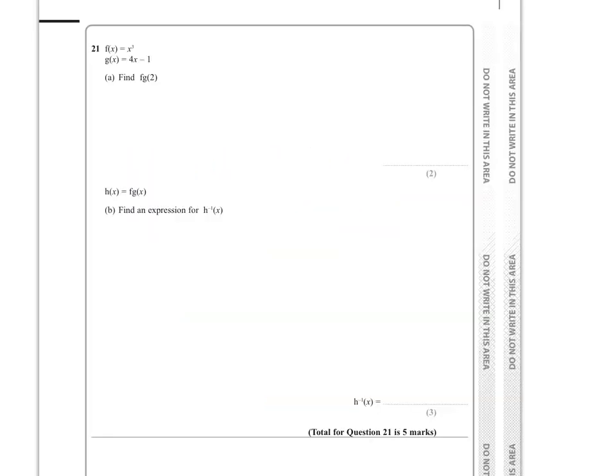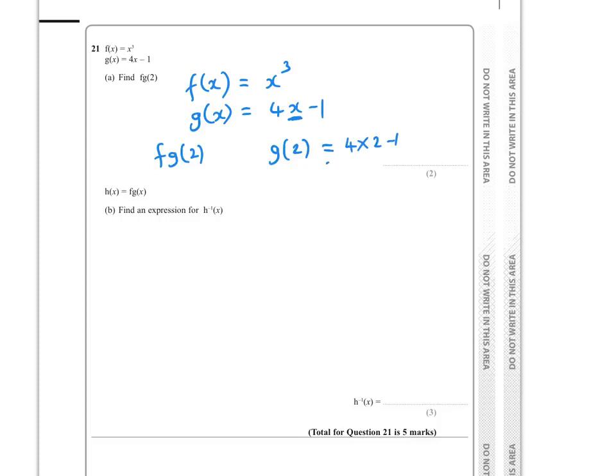Question 21. We have a function of x, which is the cubic, x cubed, and we have another function of x, g of x, which is a straight line, 4x minus 1. We have to find f of g of 2. So we work from the inside, so we start with g of 2 first. So that means wherever we see an x in the function g, we put 2 in its place. So we have 4 times 2 minus 1, which is 8 minus 1, which is 7. And then we have to do f of 7.